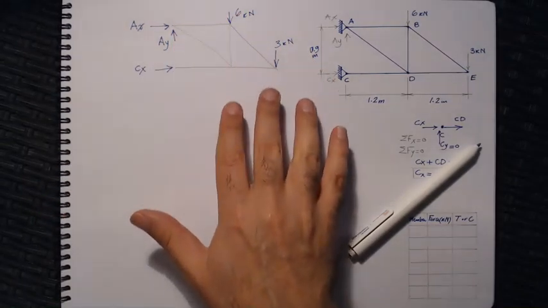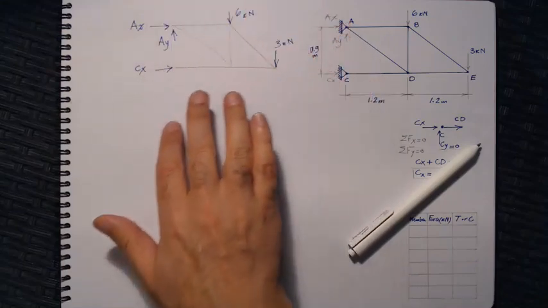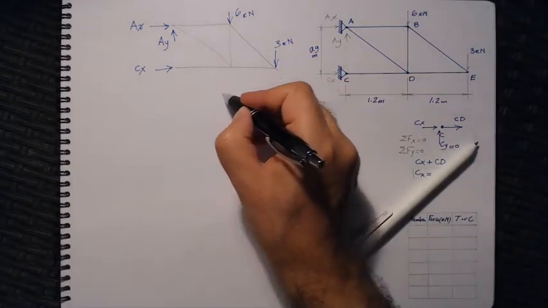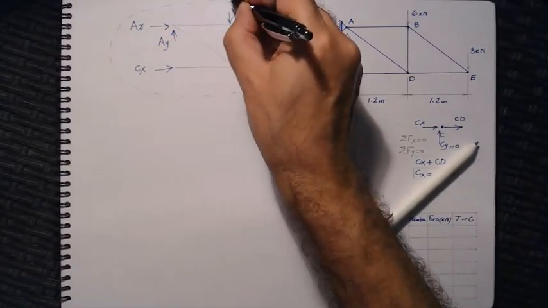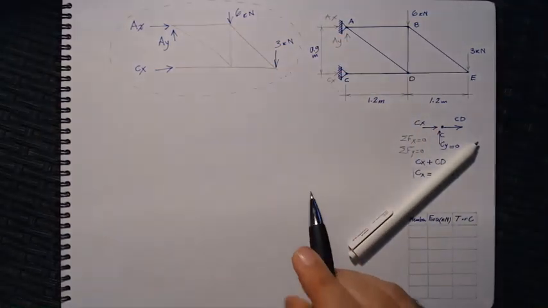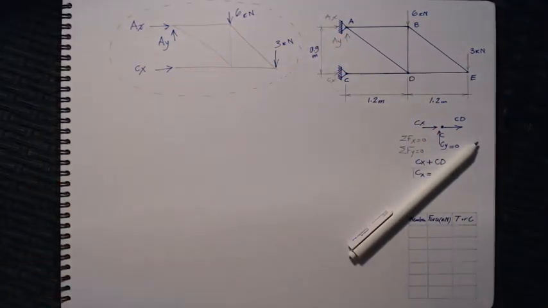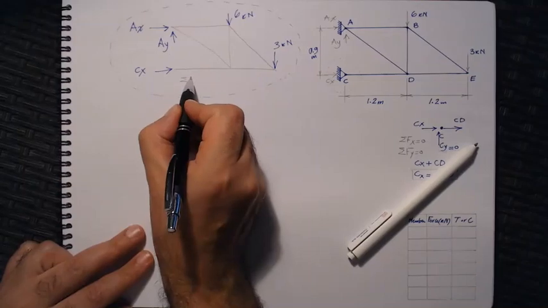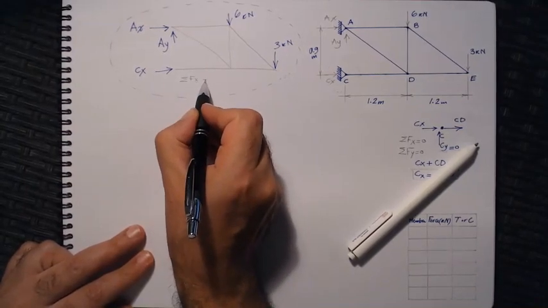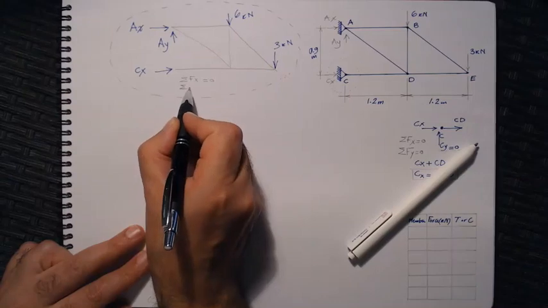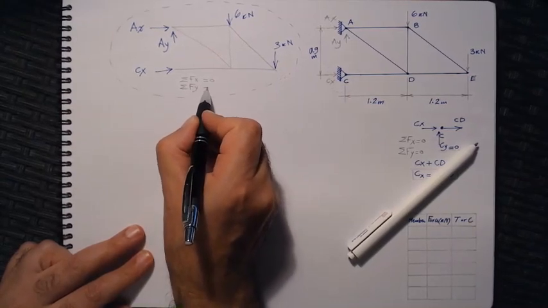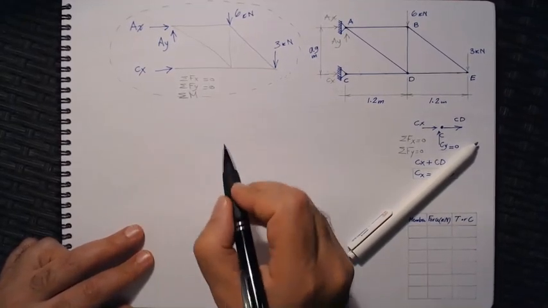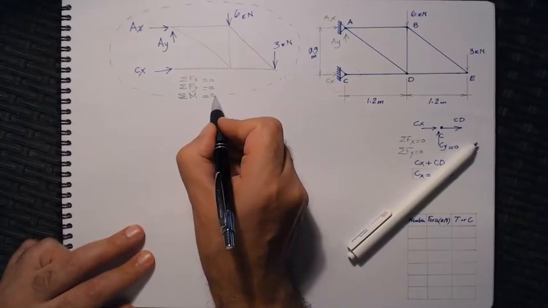So what are the equilibrium equations we have for this truss? I like to make sure I included everything. So everything in this dotted line is in equilibrium. And that gives us 3 equilibrium equations. The summation of forces in X has to equal 0. The summation of forces in Y has to equal 0. The summation of moments about any point has to equal 0.